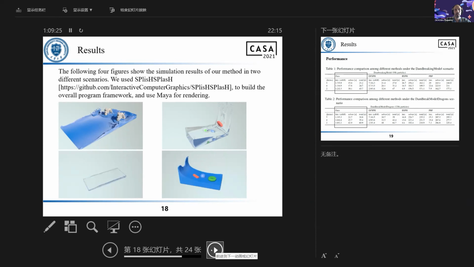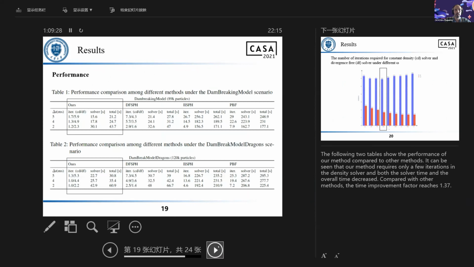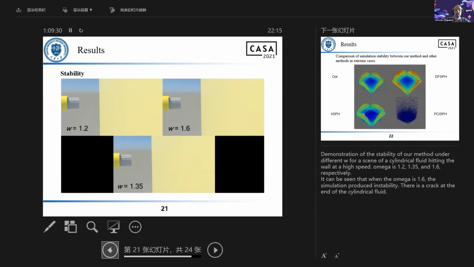We compared with DF-SPH on stability, and this is a demonstration that we have the same stability as DF-SPH. Our main contribution is the time-efficient performance, and the stability is not decreased, but there is not too much improvement in it.